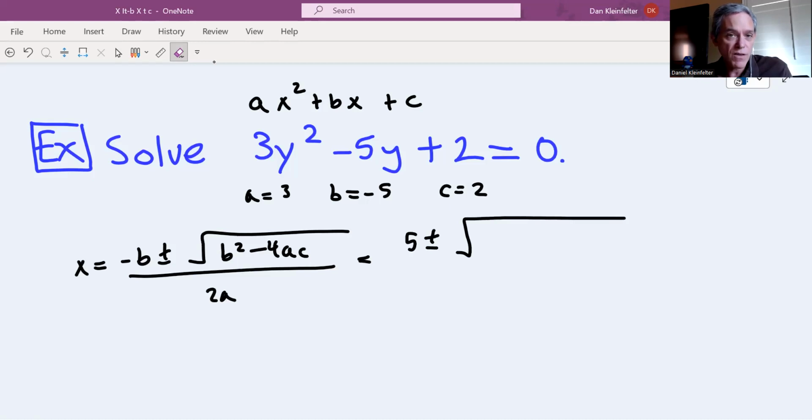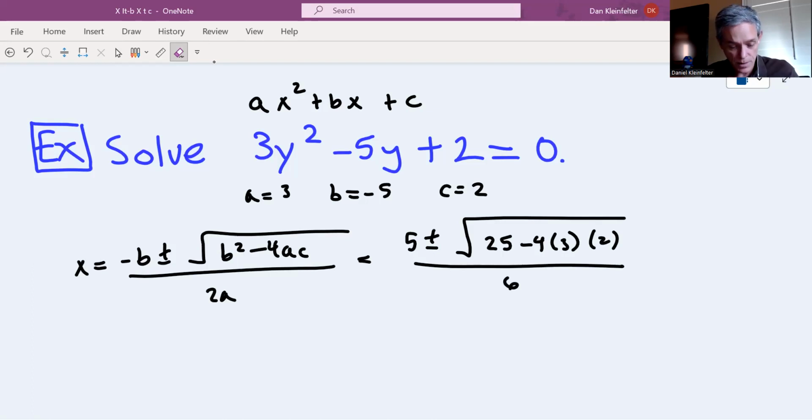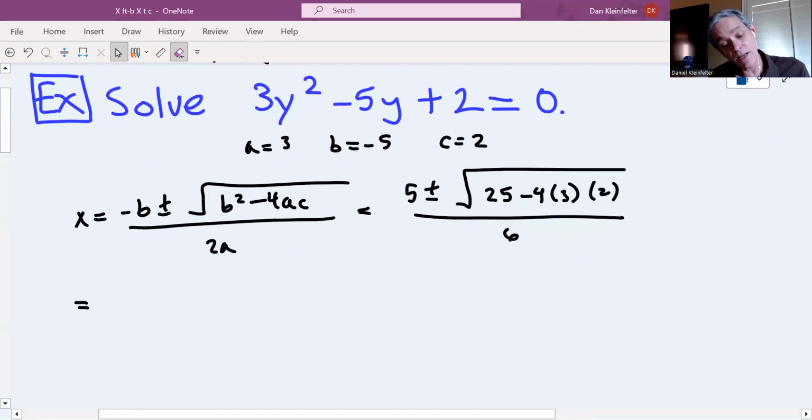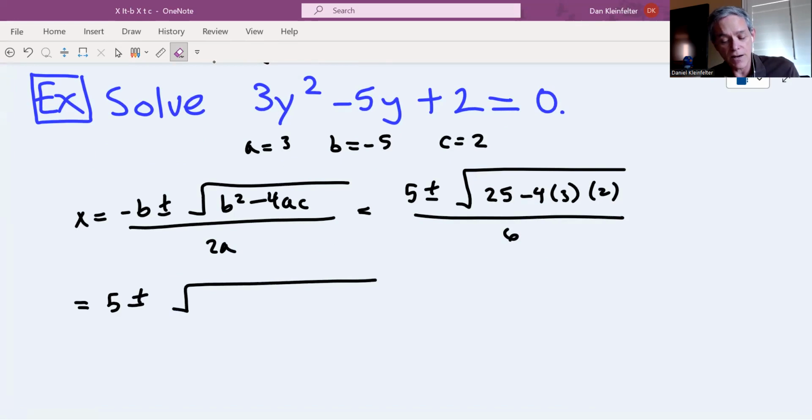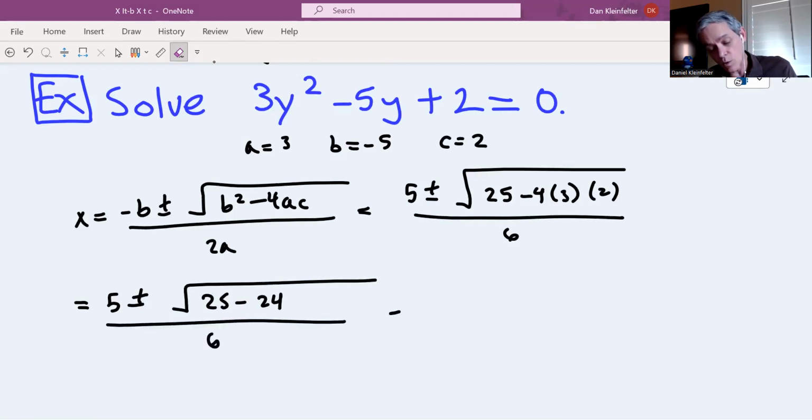Underneath the root sign, we have b squared. Negative 5 squared will be 25, minus 4 times the a, which was 3, times the c, which is 2. And then down below, 2 times a is 3, so 2 times 3 is 6. Now simplifying the radical, we'll have 5 plus or minus, and in here 4 times 3 is 12, times 2 is 24. That's 25 minus 24, and that's over 6. 25 minus 24 is 1. 5 plus or minus the square root of 1, over 6.